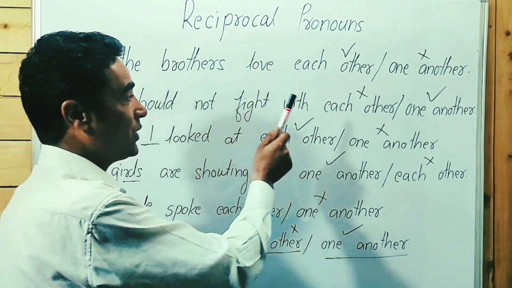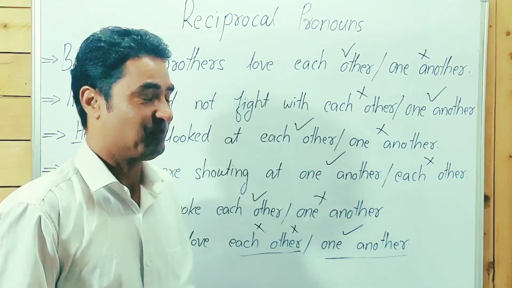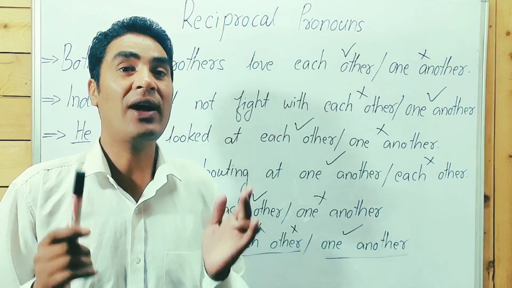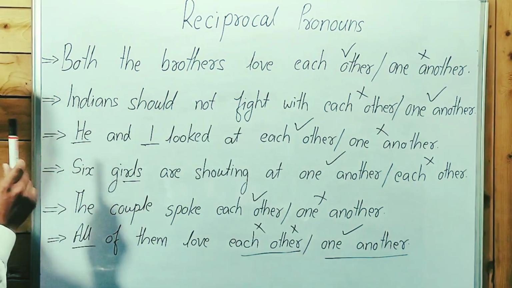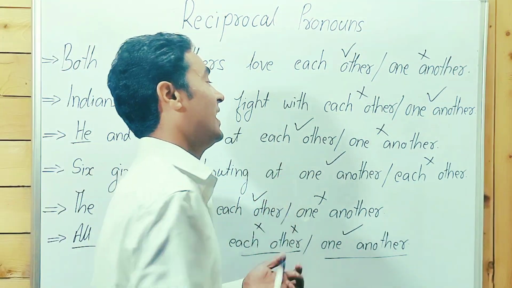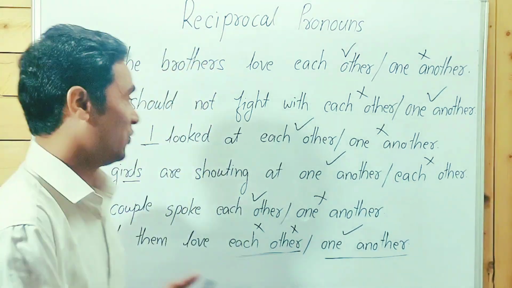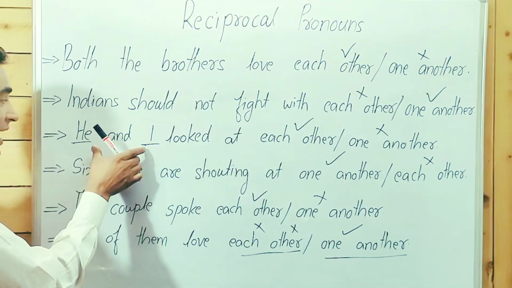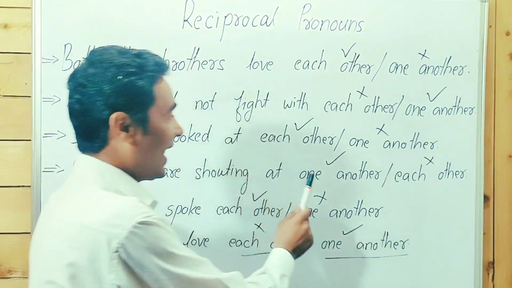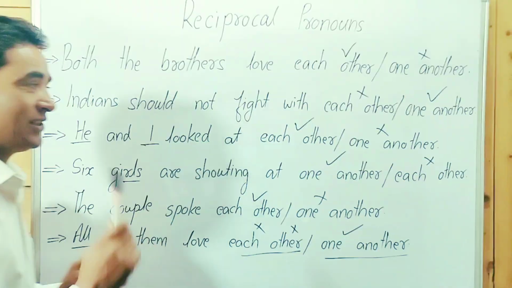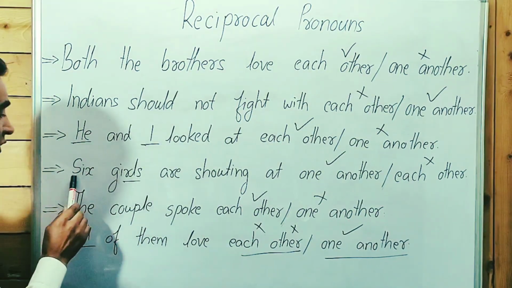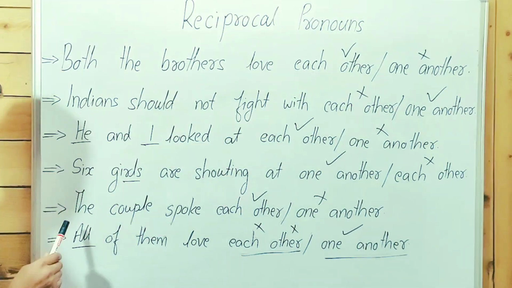Indians should not fight with one another. Okay, we are talking about Indians. Indian population is 145 crore. He and I looked at each other, not one another. We are talking about he and I. Here are two people. Six girls are shouting at one another, not each other. One another stands for more than 3.